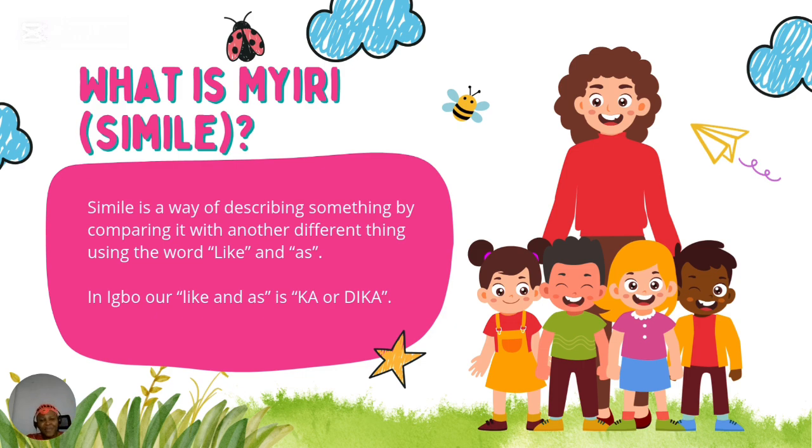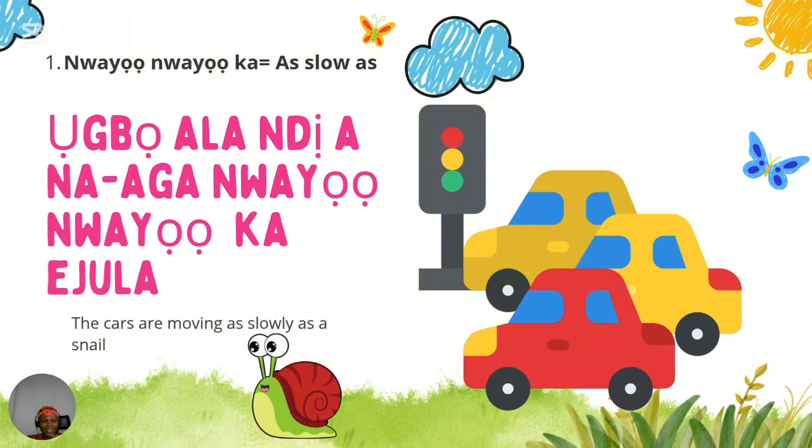How do we use this in Igbo language? Look at this first example. We're going to learn how to say as slow as. Look at where I wrote number 1 and read with me. Say nwayo nwayo ka. Again, nwayo nwayo ka. I can use ka or I can use dika. Now let's read the sentence I wrote with my pink pen. It says ụgbọala ndị a. Say with me: Ụgbọala ndị a na-aga nwayọ nwayọ ka ejula. It means the cars are moving as slowly as a snail.